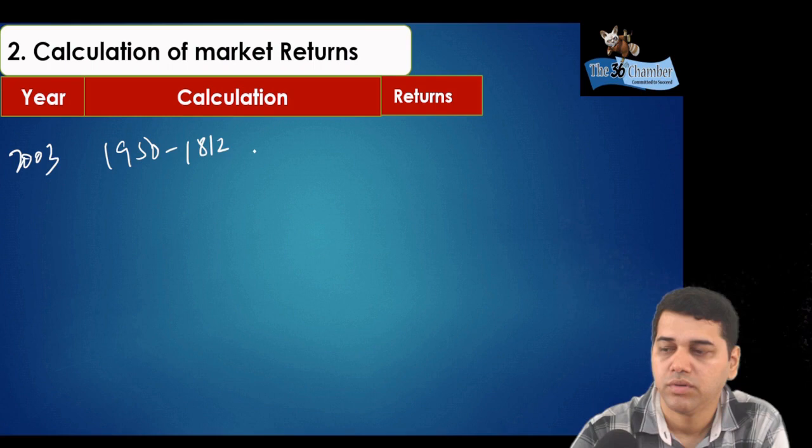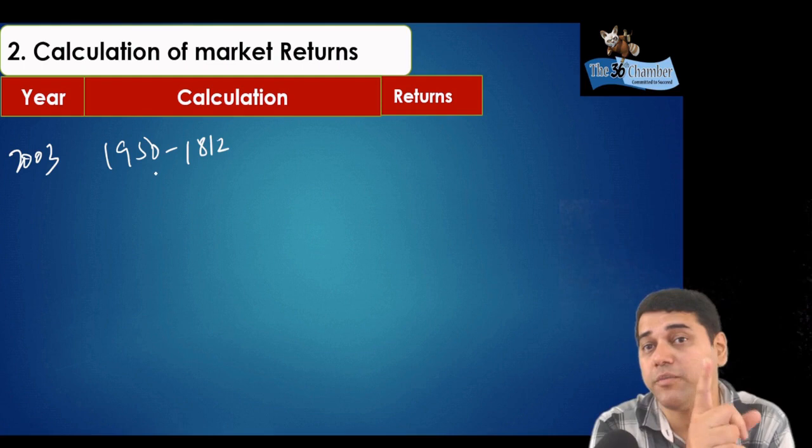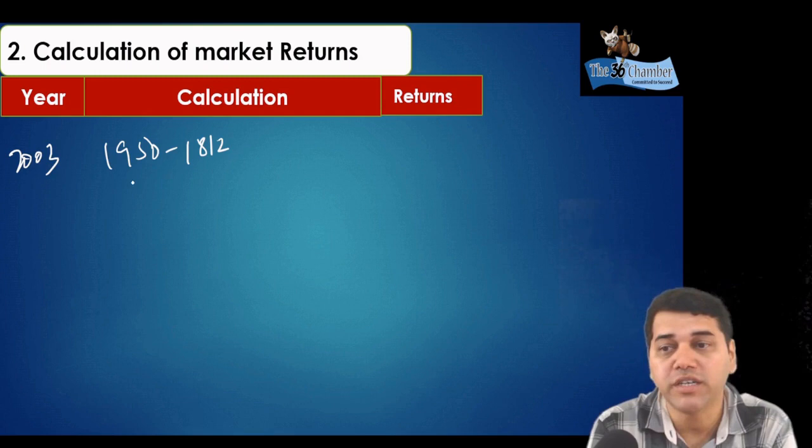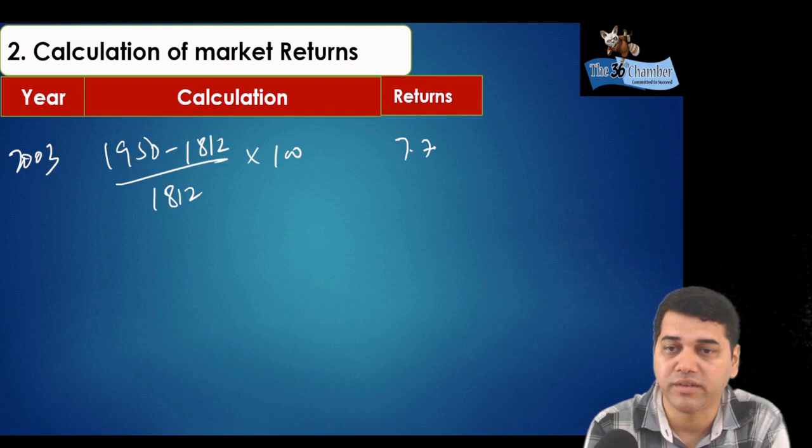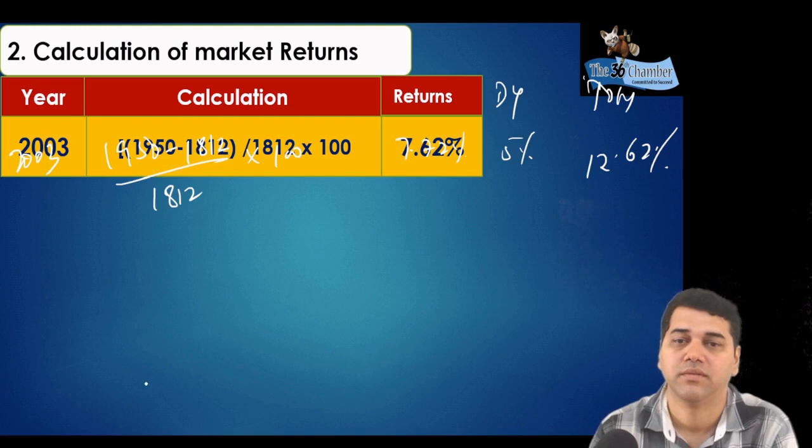Is there a return? Yes, dividend return, but I will add it to the returns, because they gave me dividend yield in percentages. Divided by 1812 into 100, I get 7.72%. Dividend yield 5%. So total is 12.62%. Understood? I'm going to add to that only.